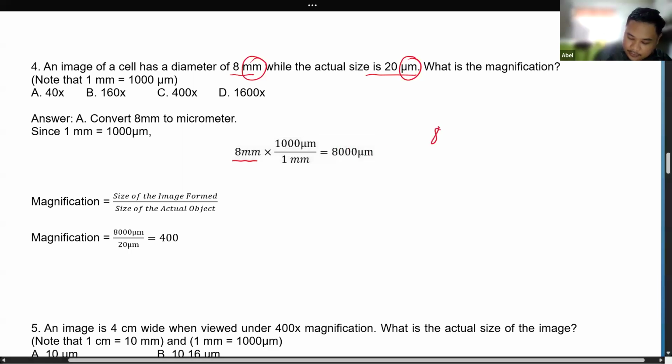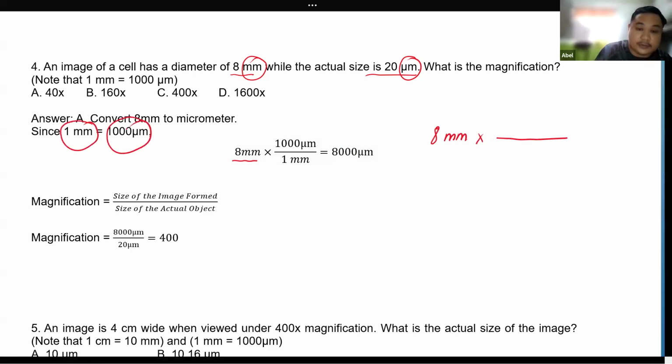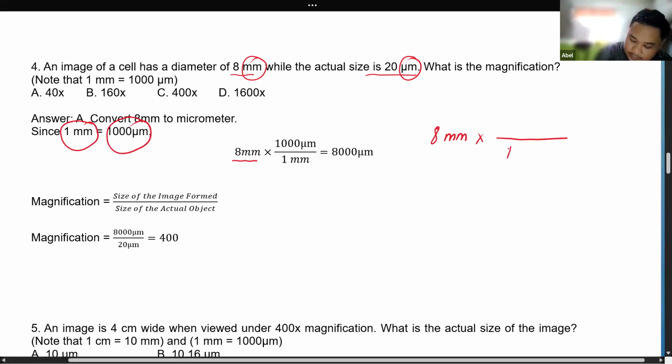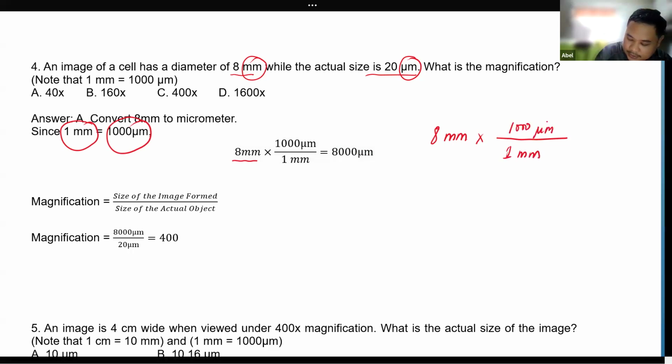And remember that when we use dimensional analysis, I just want to recall this part. 1 millimeter is equal to 1,000 micrometer. If you are still confused, take note that the 1 millimeter is placed at the bottom part of the dimension and 1,000 micrometers on the upper part because you want to cancel out the millimeter. And so you will be left with 8,000 micrometer.